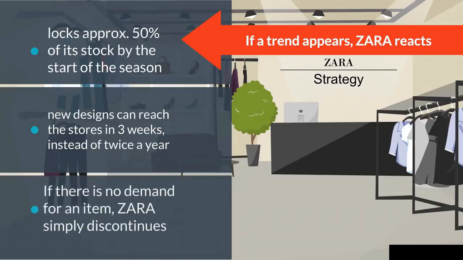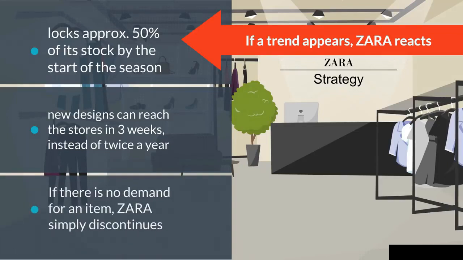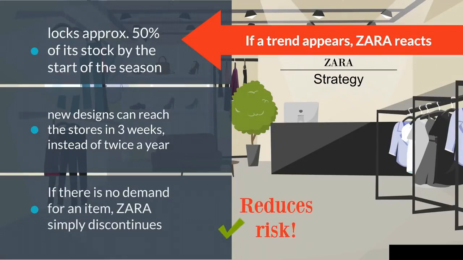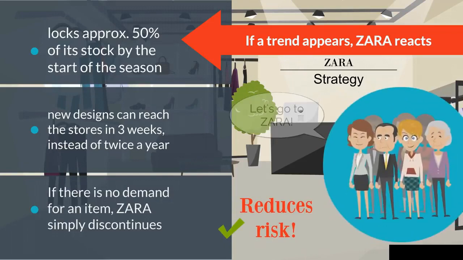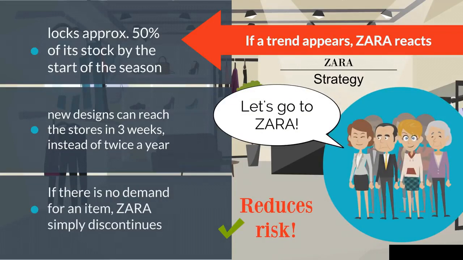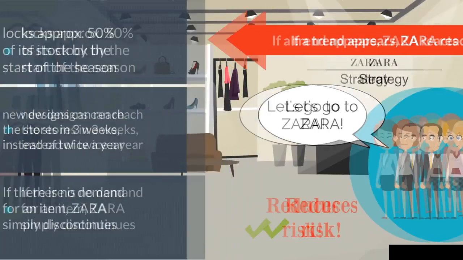If there is no demand for a certain item, Zara can simply discontinue production. Low levels of stock and a frequently updated offering reduce the company's risk. This makes customers want to visit Zara shops frequently, given that the collections are changed relatively quickly.